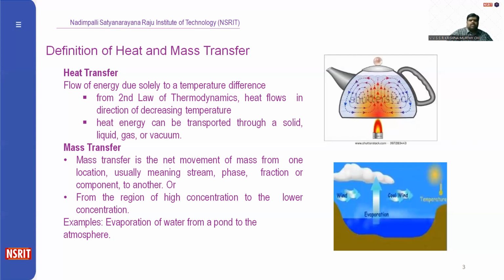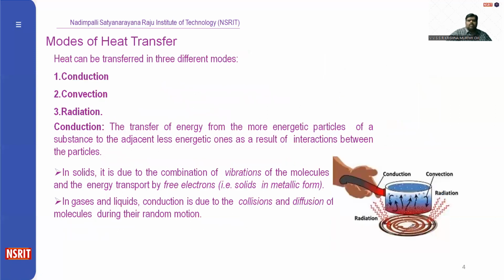Now, what do you mean by mass transfer? Mass transfer is nothing but the net movement of mass from one location, either upstream or downstream, to another. In general, mass is transferred from a region of high concentration to low. For example, take the evaporation of water into the atmosphere.